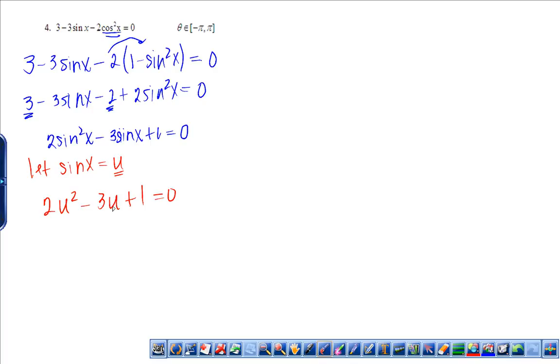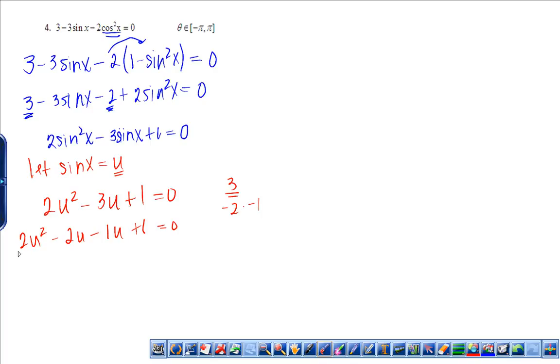So I'm replacing the 3u. So I'm basically 2 times 1 is 2. What factors of 2 give you negative 3u? And that would be negative 2 times negative 1. And now I'm replacing them in. So this is 2u squared minus 2u minus 1u plus 1. Okay, so these two add up to the middle number.